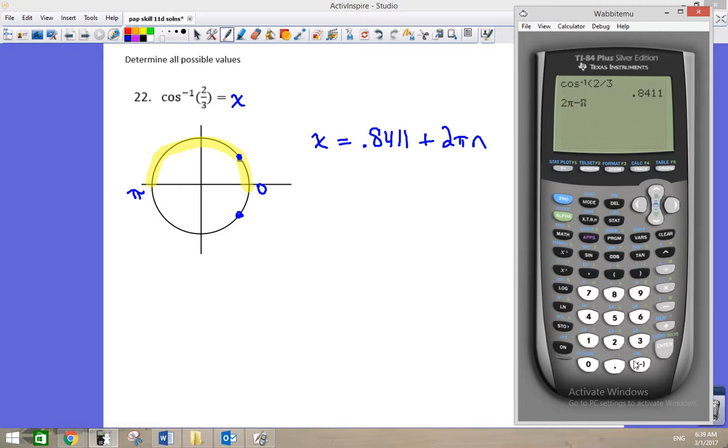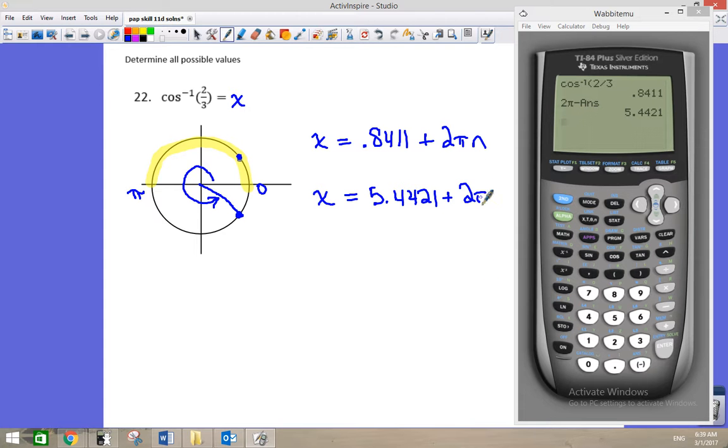minus this reference angle. And this 5.4421 is in reference to this point. This angle measure is right here, and any angle that's coterminal to that is plus 2 pi n. So there's all the possible values. There's all of the solutions that this describes, the infinitely many solutions there are to this equation.